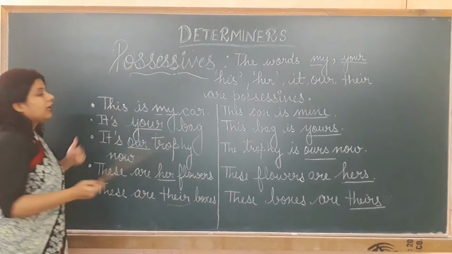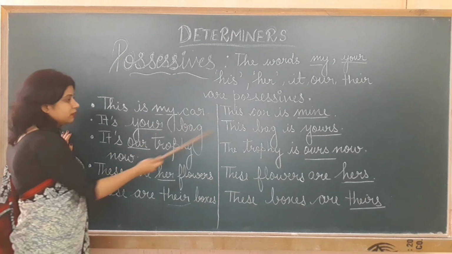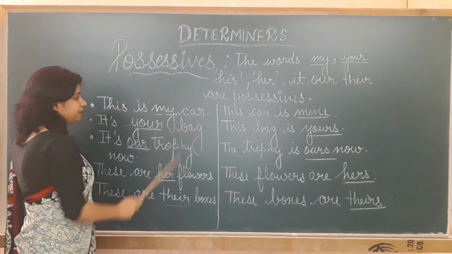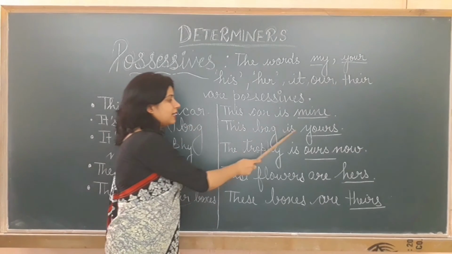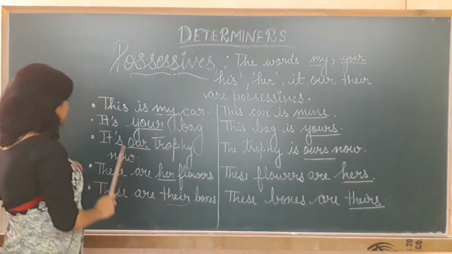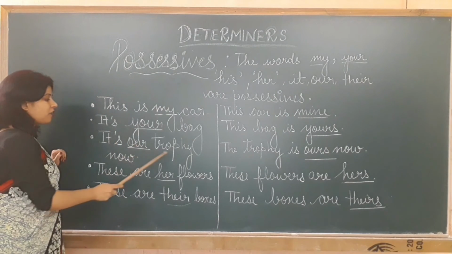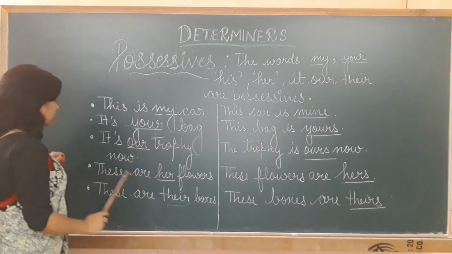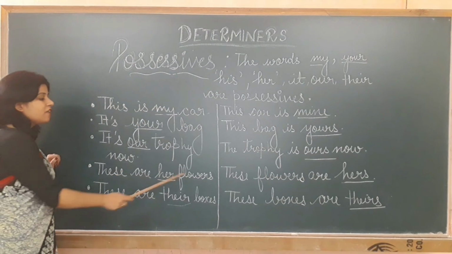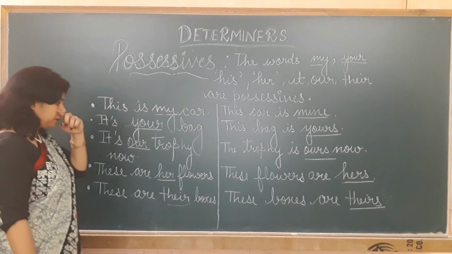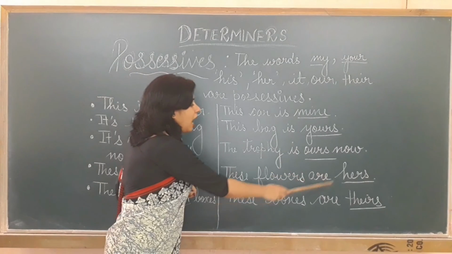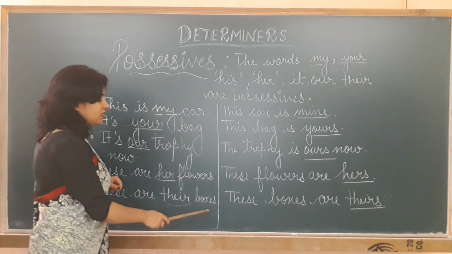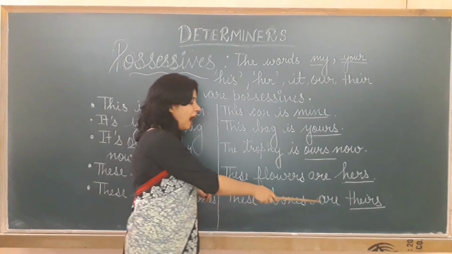Fine. Let's learn through examples. It is your bag. This bag is yours. It is our trophy. The trophy is ours. These are her flowers. These flowers are hers. These are their boxes. These boxes are theirs.